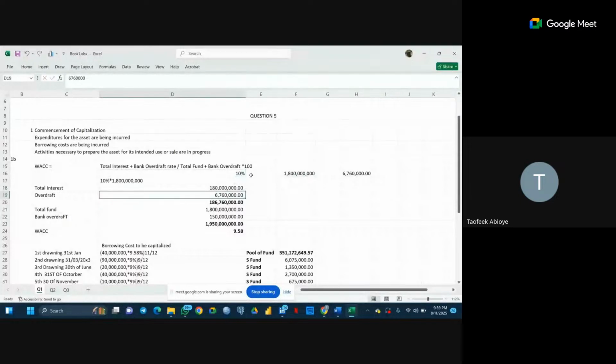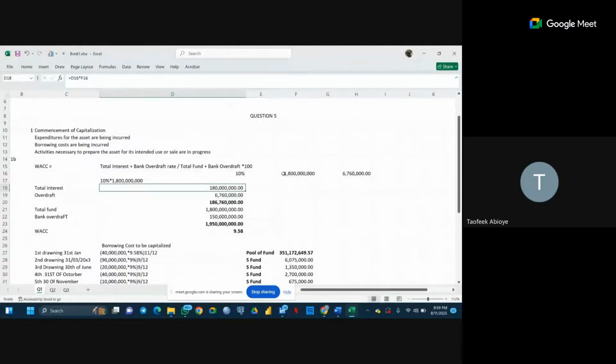So I've even put it here. Going by our formula, total interest plus bank overdraft divided by total fund. What they mean by total interest is the sources of finance that we borrow from. For those sources of finance, we agree on interest rates. We are using a pool of funds. Each interest rate multiplied by the total fund borrowed is what gives us this 180 million.